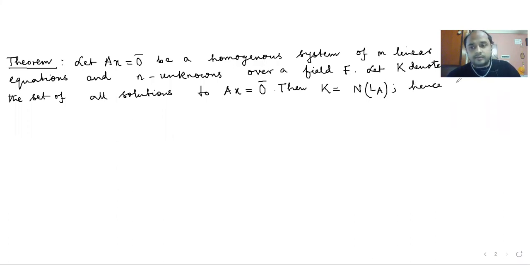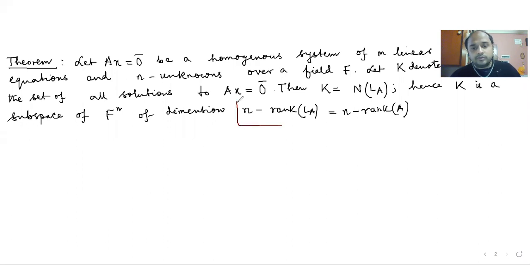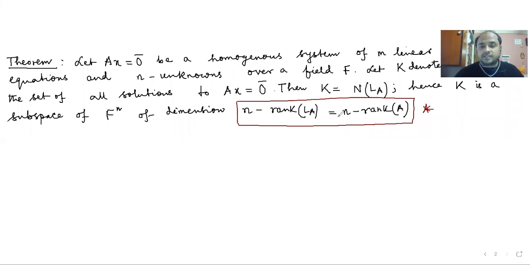Hence K is a subspace of Fn of dimension small n minus rank of LA, which is equal to n minus rank of A. Okay, and you have to put it inside a box because that is the formula which we'll be using to solve system of homogeneous equation.